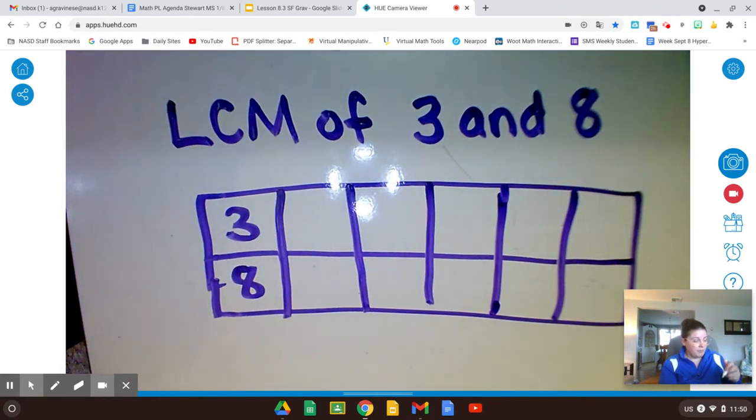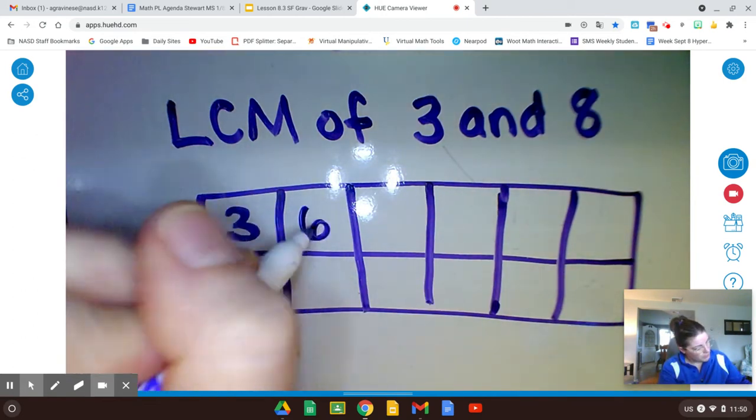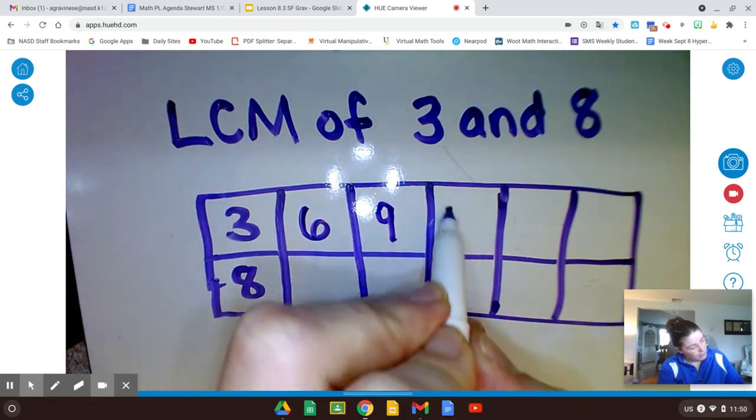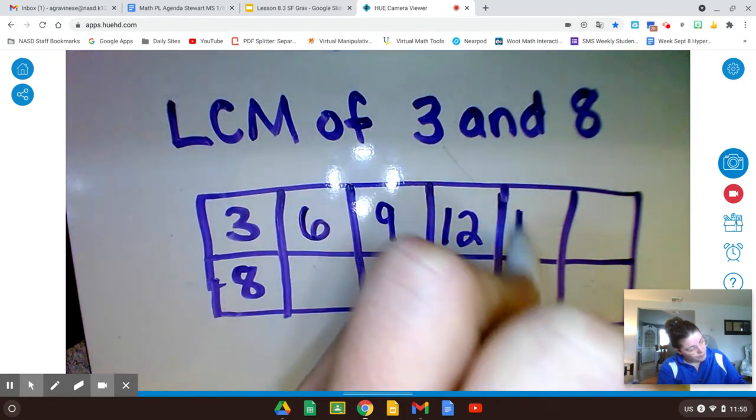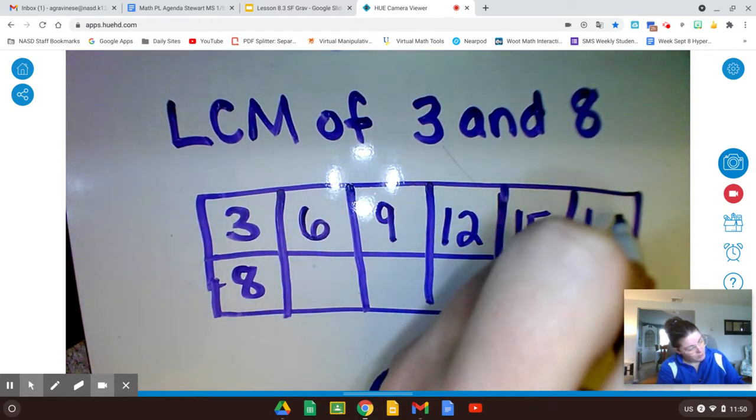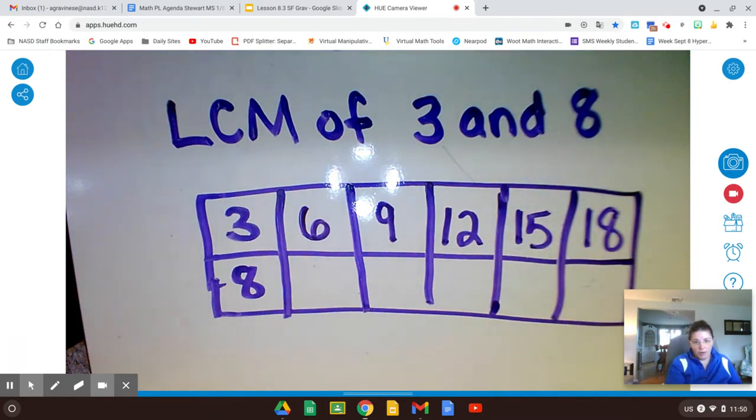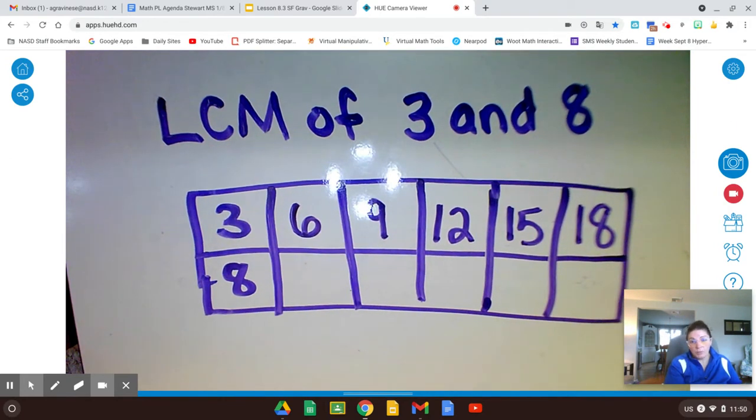Let's count by 3s. 3. And remember, we're just adding 3 over and over. 6, 9, 12, 15, 18. I'm going to stop there for now. We might need to add more space. And I'm going to count by 8s.